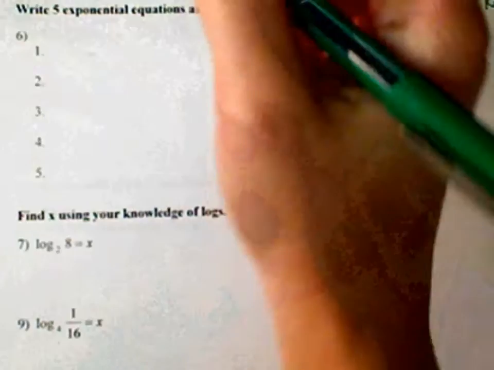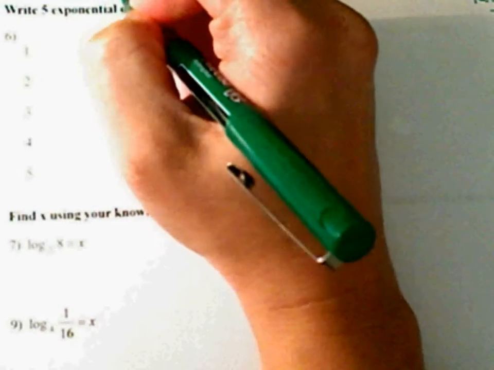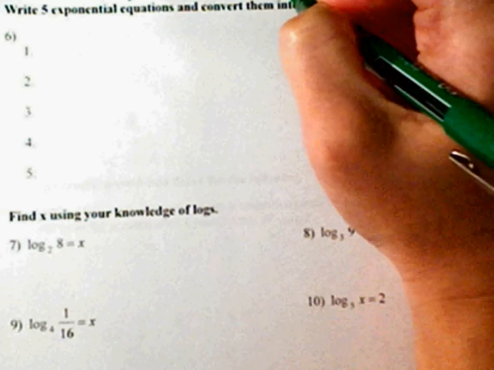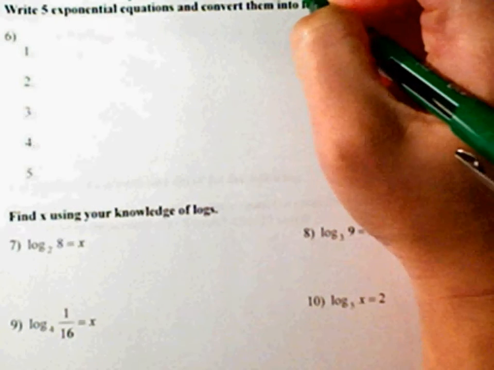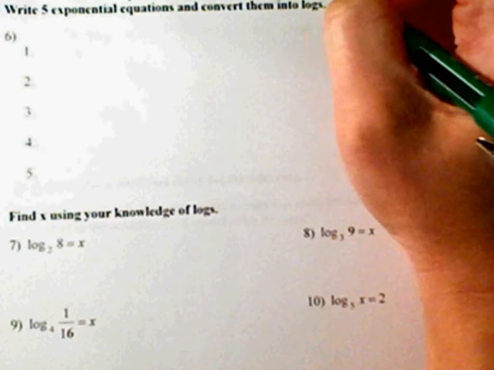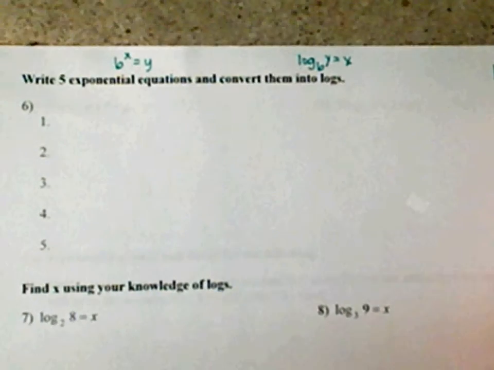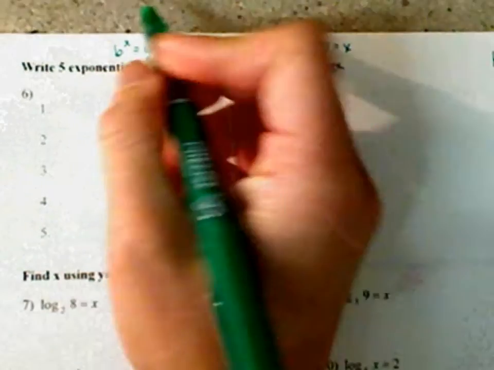So you guys can come up with 5 exponential equations. Remember, those look like b to the x is equal to y, and I want you guys to convert them to log, which is log base b of y is equal to x. So make sure you know what you're trying to find. Alright, so let's do some.